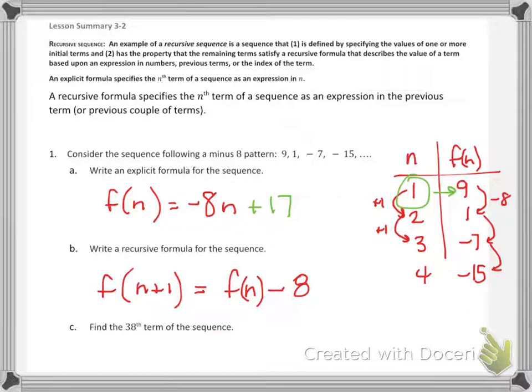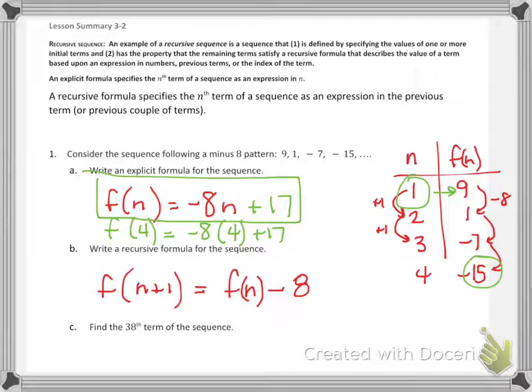And if I checked another, I could say, well, f of 4 is negative 8 times 4 plus 17, and let's see if that's true. Negative 8 times 4 is a negative 32, and a negative 32 and a positive 17 is a negative 15. So it does work, and that is the explicit formula for this sequence.